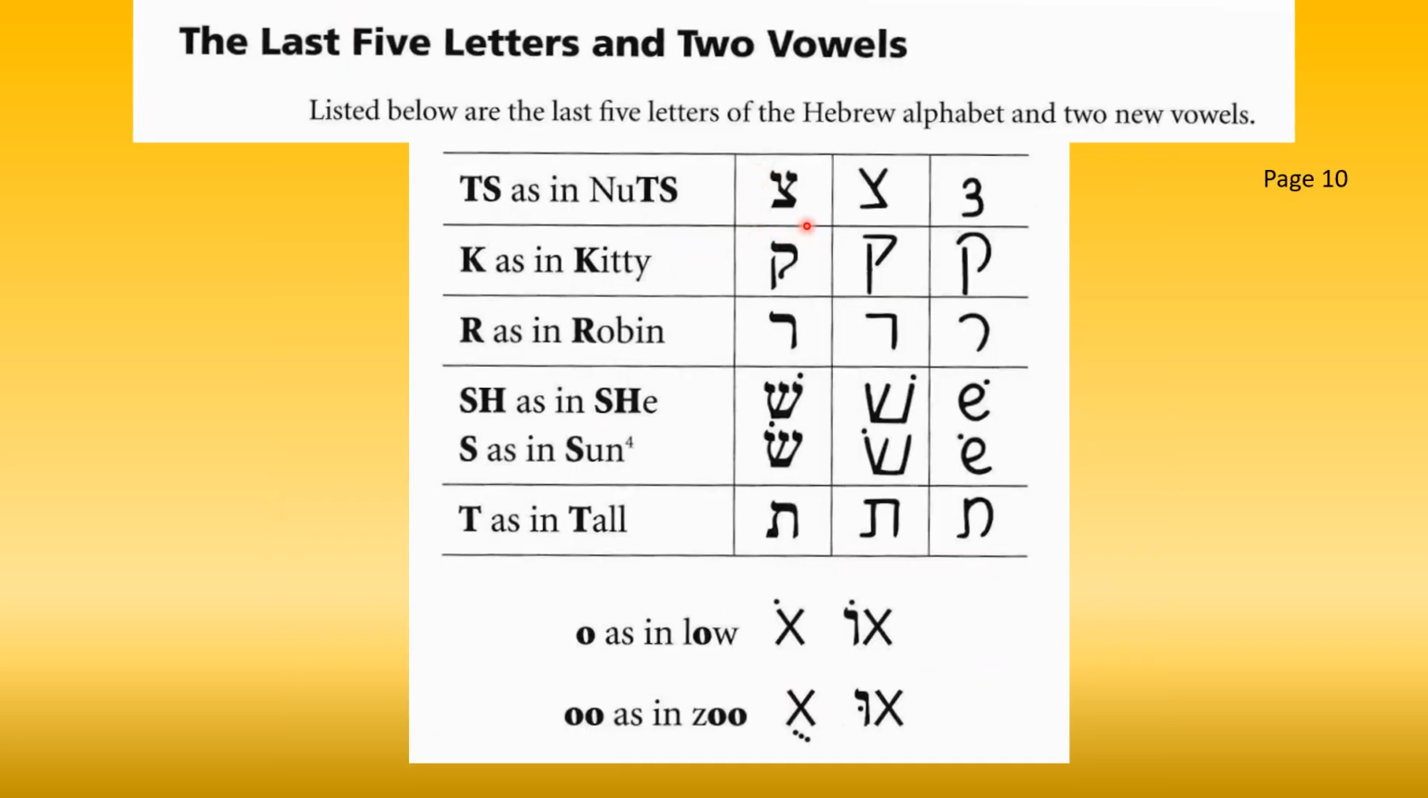And looking now at the last 5 letters and 2 vowels, we have Tsadi, Kuf, Resh, Shin, Sin, Tav. And the Cholam, the O as in low, the Cholam Vav, also O as in low. Kibbutz is U as in zoo, and Shurek is U as in zoo. This one is short, this one is long. These are both long.